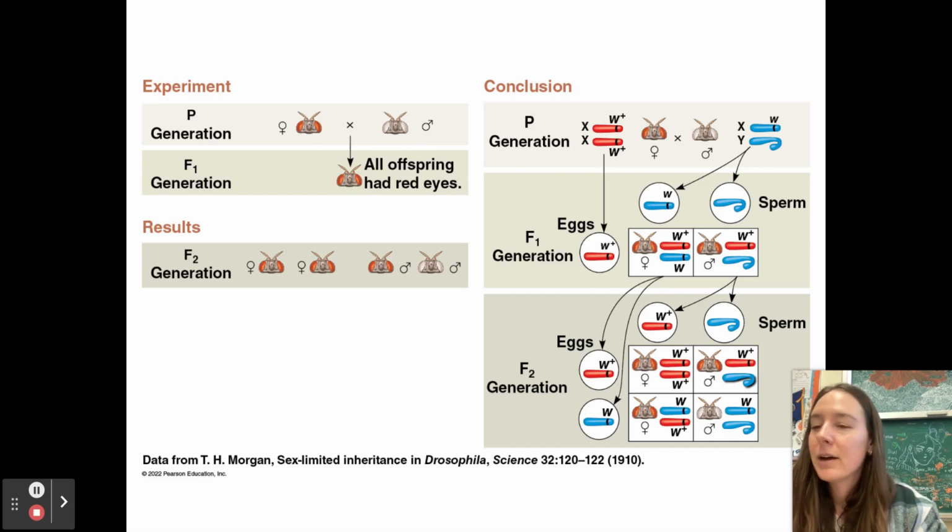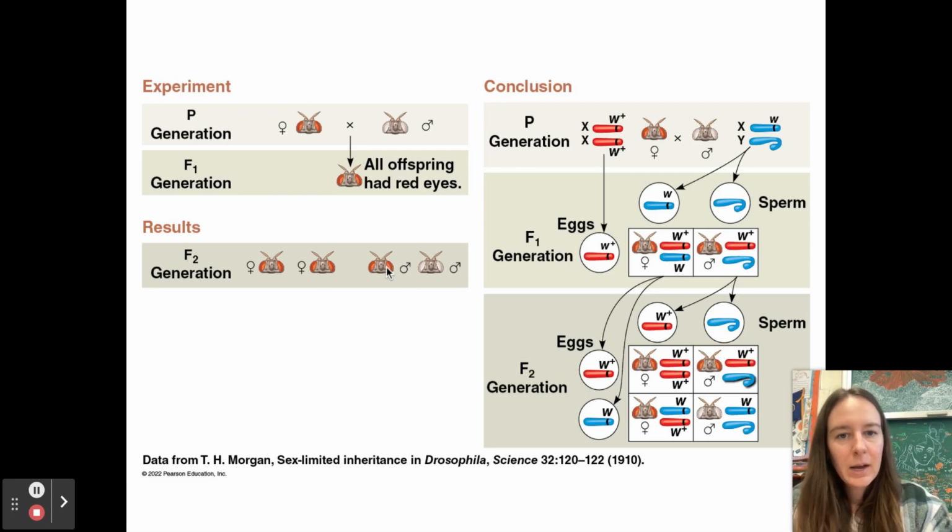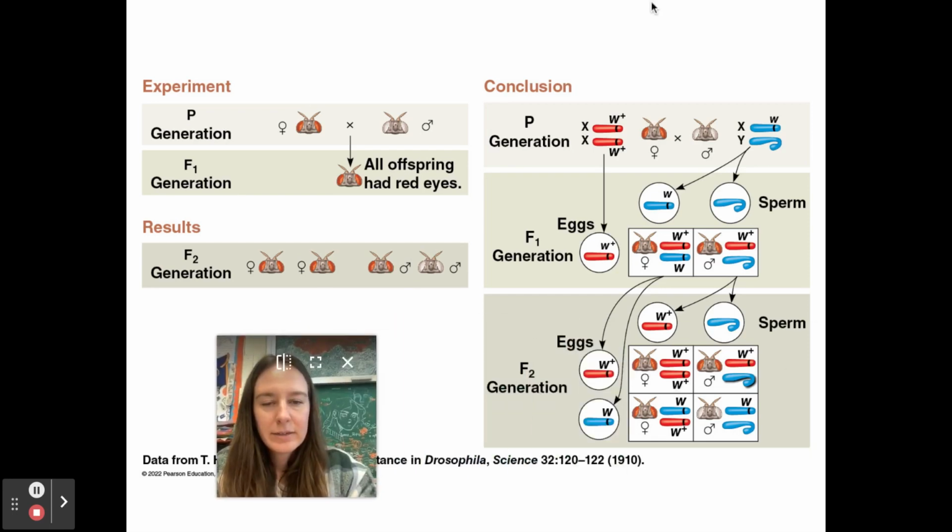And he found that in his F1 generation, all of his offspring had red eyes. In his F2 generation, he found that 100% of the females, so 2 out of 2 of these, are red, and 50% of the males are white and 50% are red. And what did he conclude? Well, let's take a look over here at this diagram.